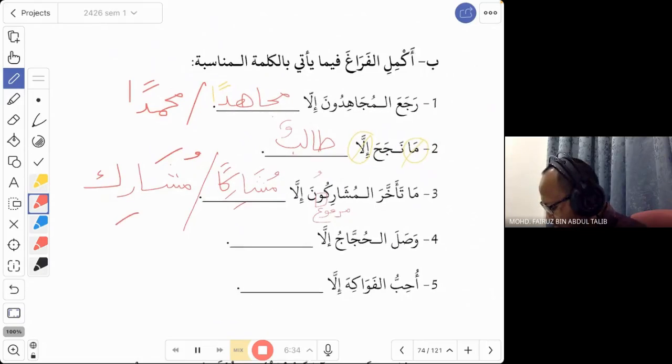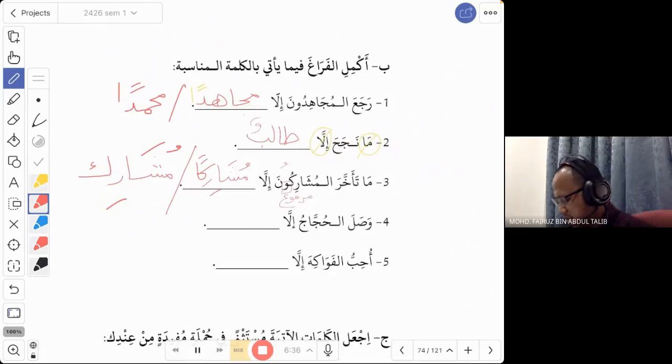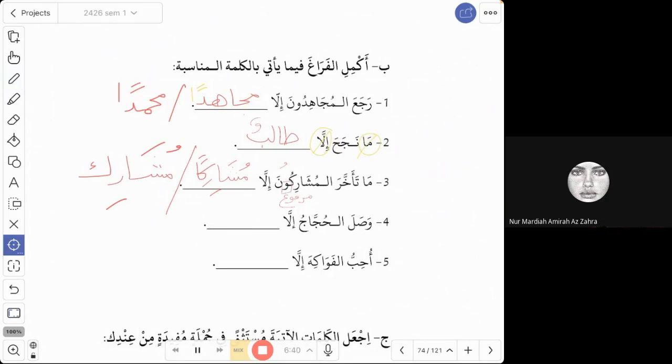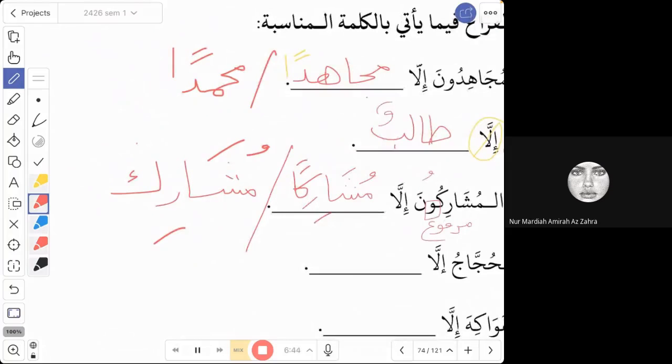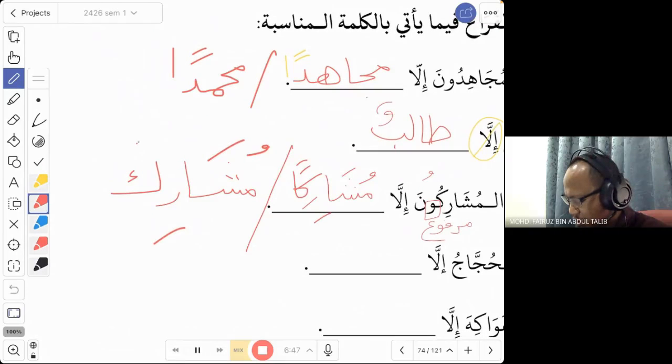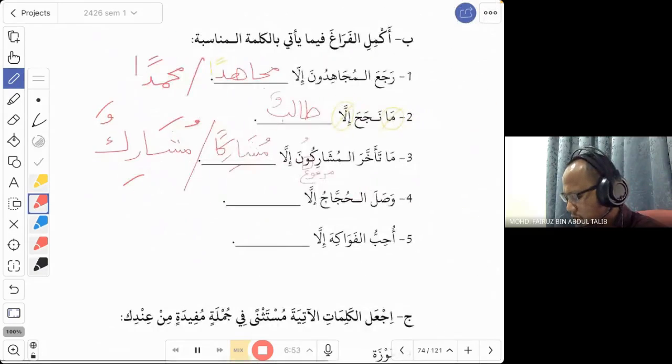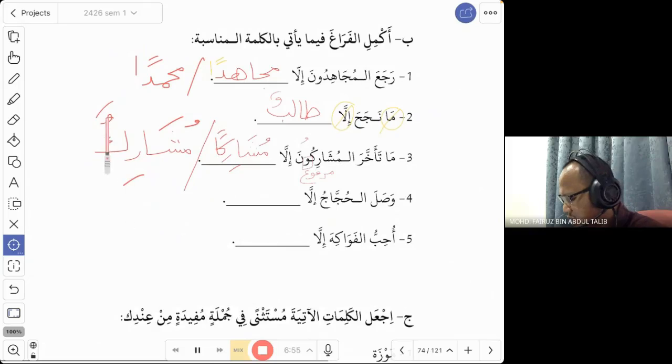Is it musyari? Yes. What do you think? Musyarikun. Correct? Yes. Okay, sahih, correct, musyarikun. But if you look at this word musyarikun, here it ends with a dhamma, but here you don't see any dhamma.